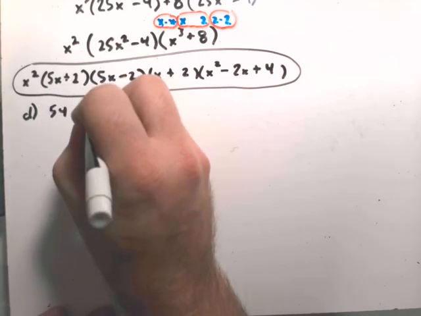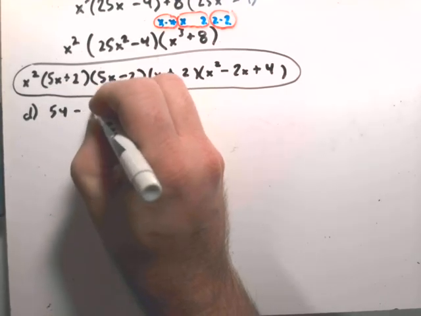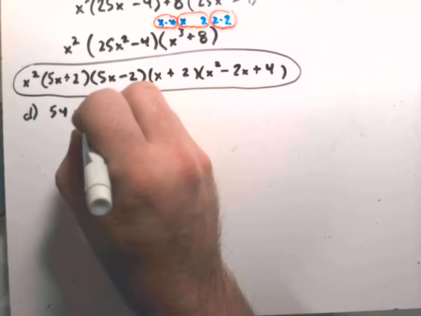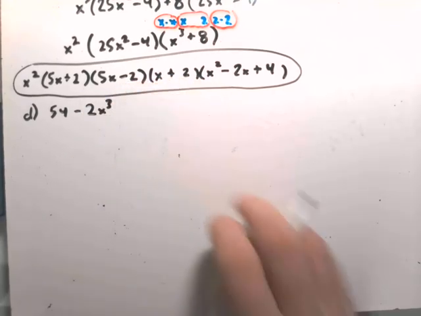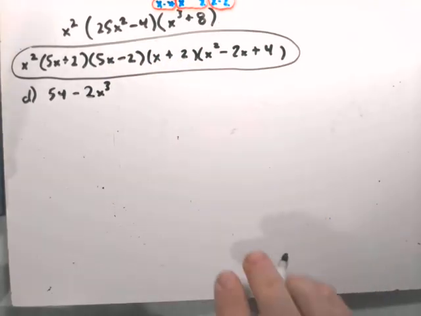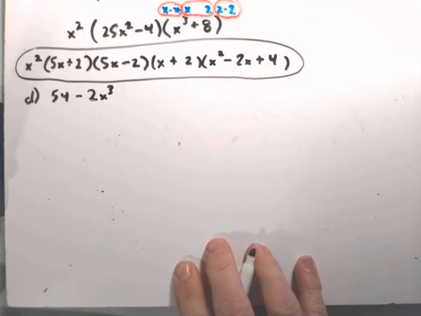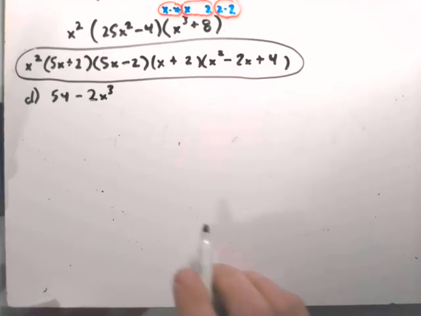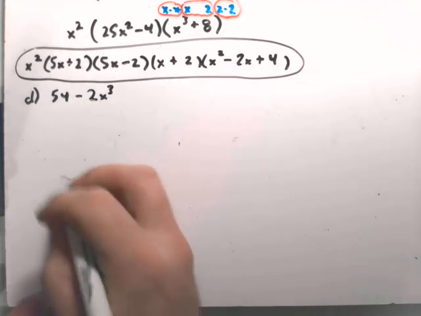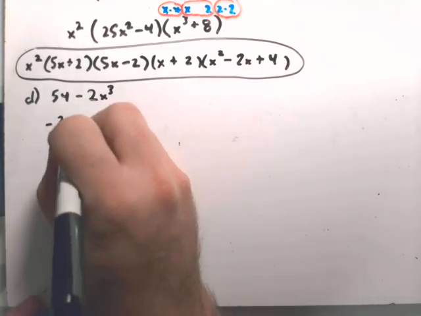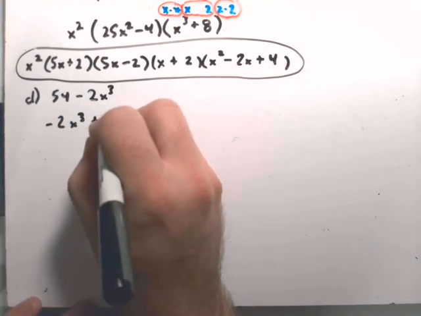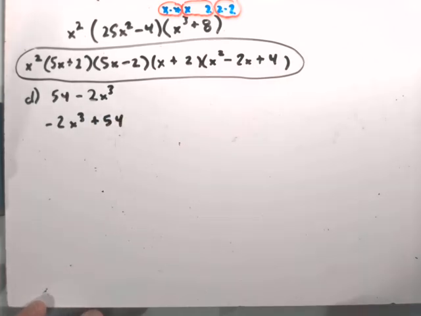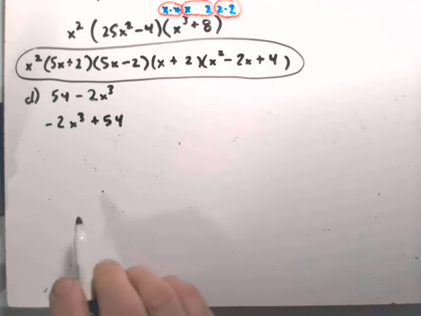54 minus 2x cubed is our next problem. First step, well, we'd like to see what's in common, but before we can, we do want this in standard form, and right now this is not. So we're going to rearrange these terms a little bit, put this into standard form. Then from there, we should be able to go through and do our steps.